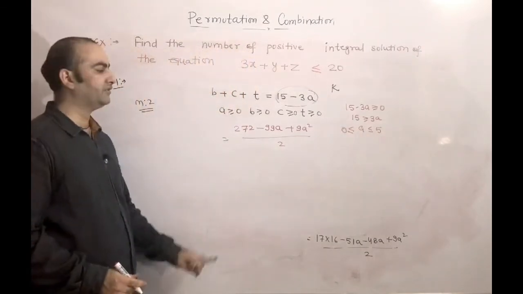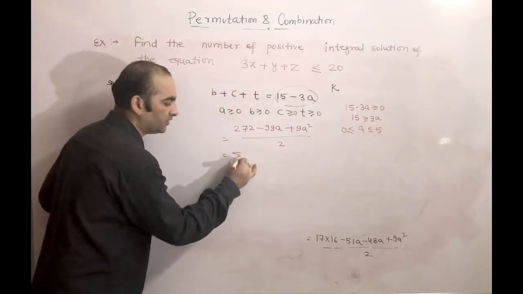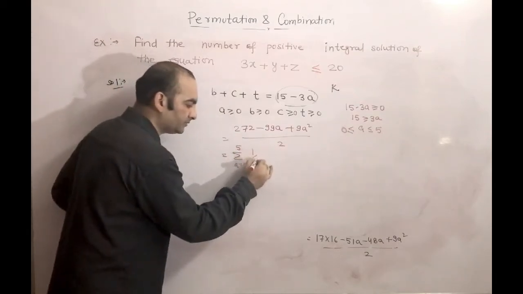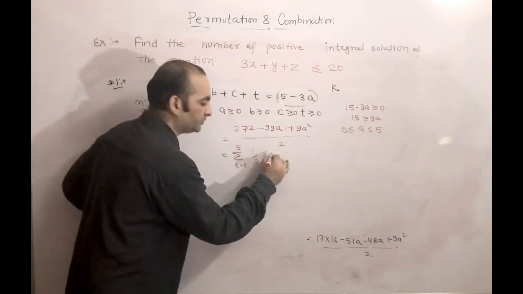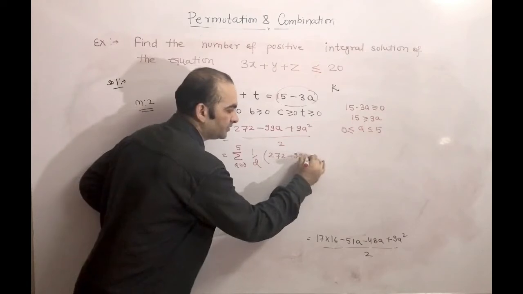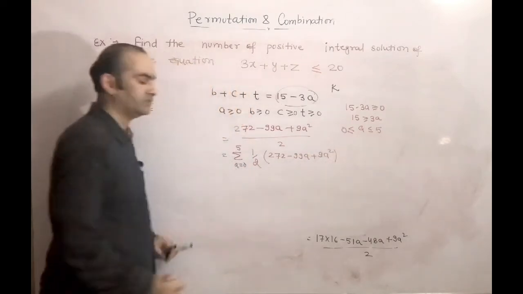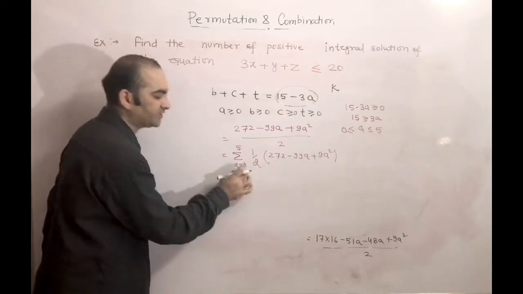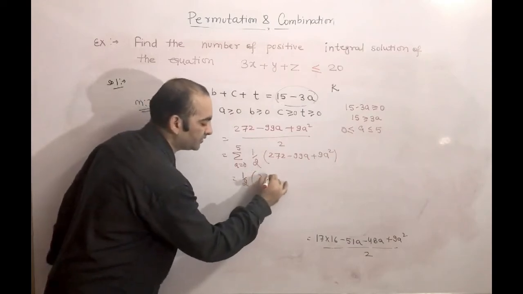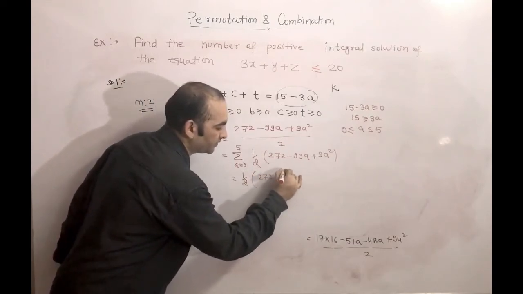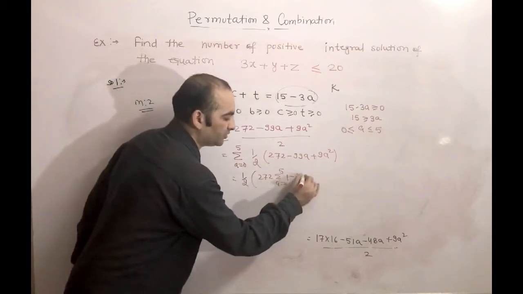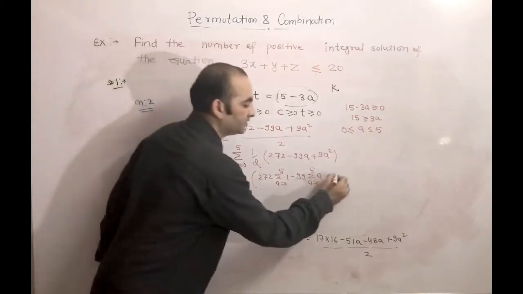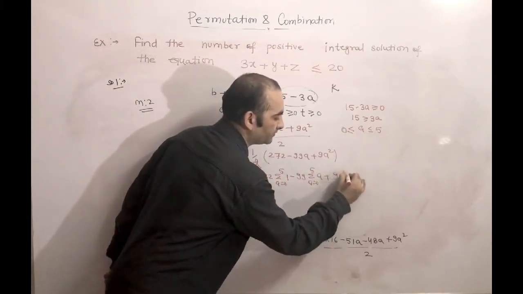Okay. Now here we have to find the summation of the series, sigma a equal to 0 to 5. We can take 1 by 2 common. In the bracket, what will come? 272 minus 99a plus 9a square. Okay, so we have to find the summation of this series. So what will come? 1 by 2. If I take sigma inside, 272 is common, sigma a equal to 0 to 5, 1, minus 99 common, sigma a equal to 0 to 5, a, plus 9 is common, sigma a equal to 0 to 5, a square.